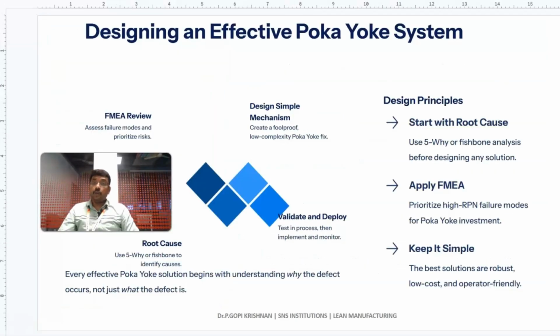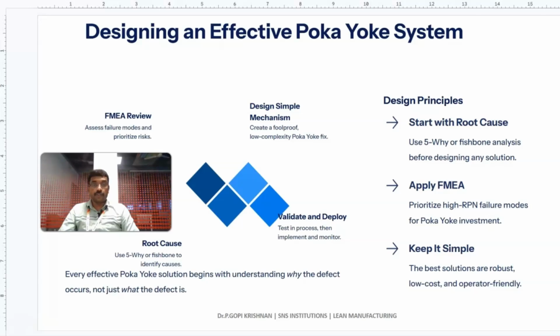Alright, how do we design an effective Poka-Yoke system in manufacturing activity? It's very simple. We have to follow 3 important steps. Step number 1, we need to start with the root cause. We have to identify the root causes of the failures that happen in the manufacturing activity.